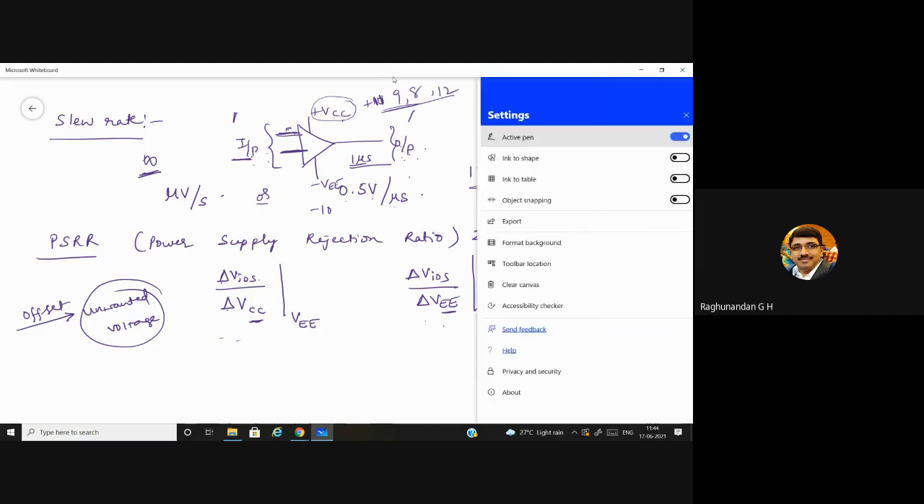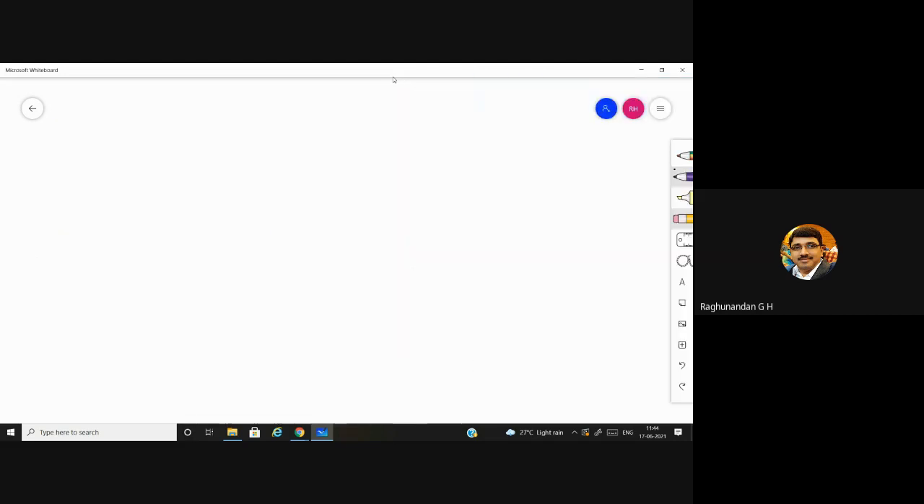See, the same thing we are again going to discuss in practical characteristics. Same definitions, but only in practical characteristics we are going to tell the actual values. See, what was the voltage gain there?